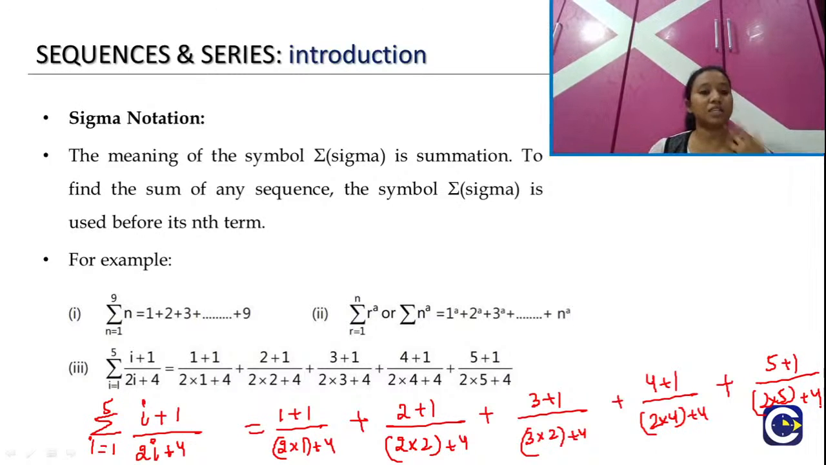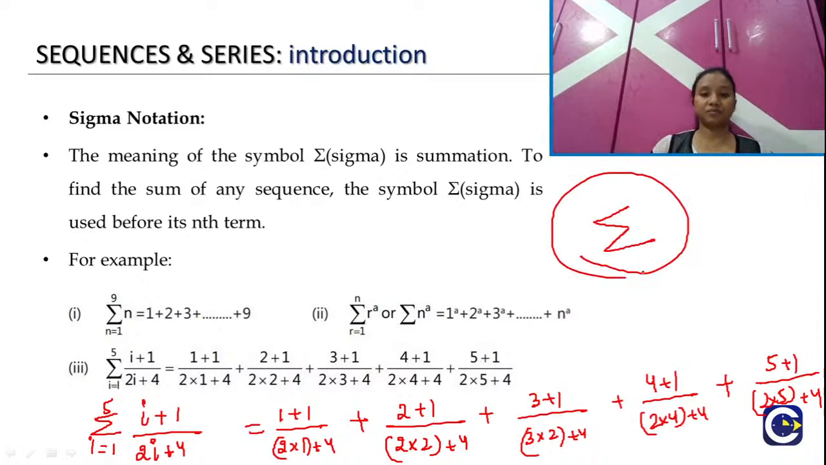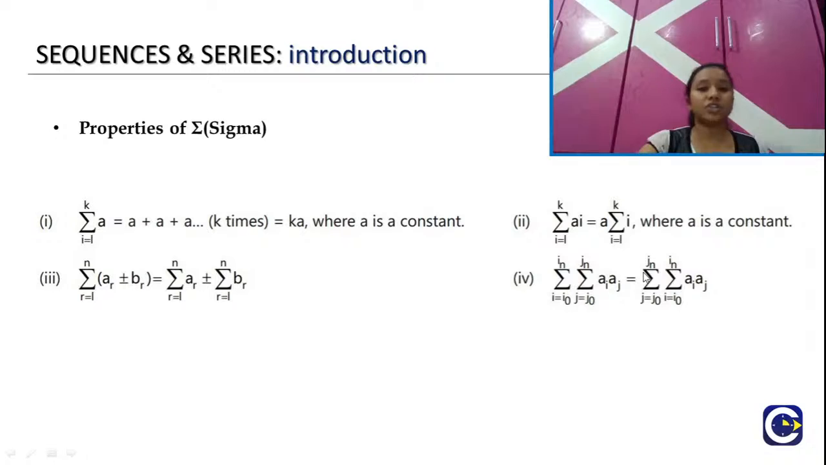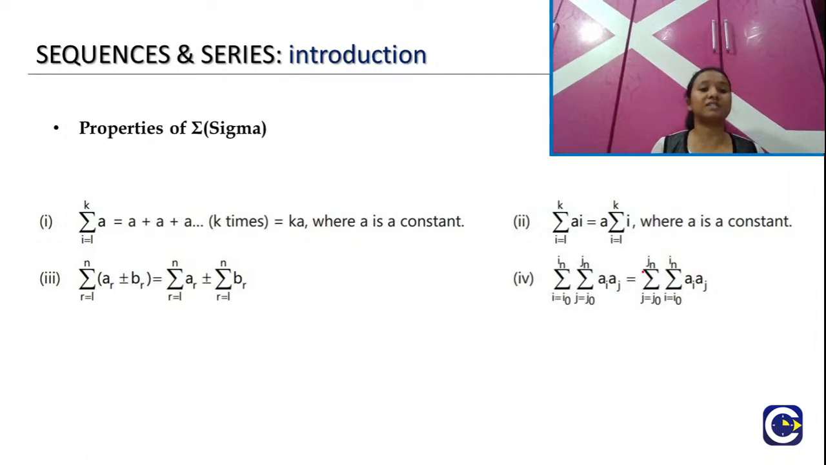So simply, sigma notation will be applicable whenever we are having a sum of any sequence or any summation-related thing, and the symbol which will be used to write sigma is this symbol. So let's see a few properties which are related to our sigma, that is summation.